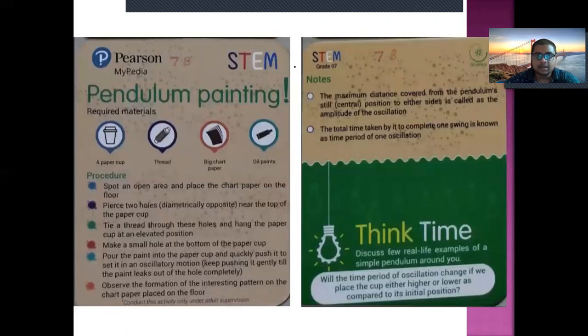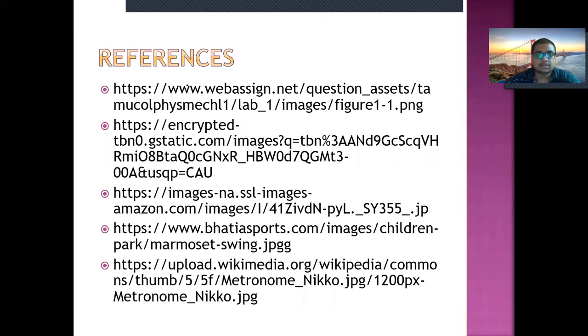So these are the STEM cards: science, technology, engineering, mathematics. Some notes for you. The maximum distance covered from the pendulum's central position to either side is called the amplitude. We discussed that. And the total time taken by it to complete one swing is called the time period, or the one oscillation. That's it. So these are references, and thank you.